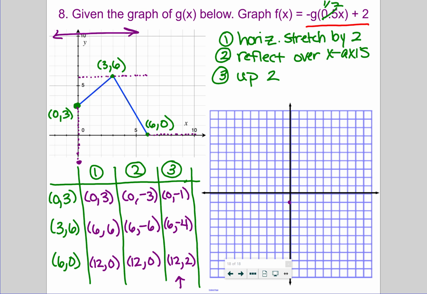(0, -1) was our first point. (6, -4) was the second point. And (12, 2) is going to be way off the graph. Well, not way off, a little bit off the graph. I ran out of space there. And there is our answer.